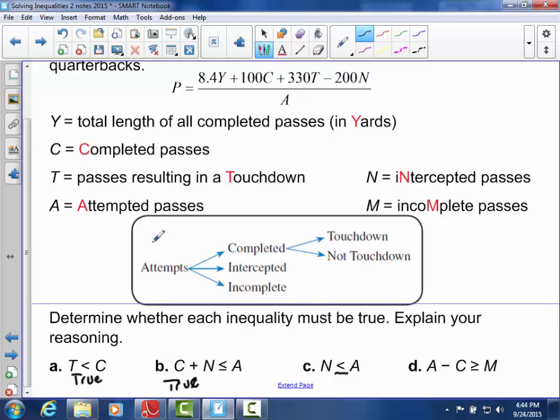All right. So if we say there were 10 attempts, we had, say, 6 and 1 and 3, okay, because 6 plus 1 is 7, plus 3 more makes 10. All right, so if we put those numbers in, we have 10 minus 6, and then the M was 3. So 10 take away 6 is 4. 4 is greater than or equal to 3. Okay, so it looks like it's true.